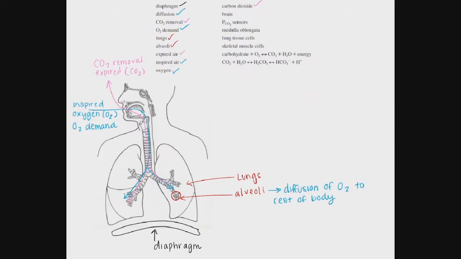So moving on to the brain, CO2 sensors, medulla oblongata, that's all on the next page. The last two on this page are those lung tissue and skeletal muscle tissue cells. So lung tissue cells are obviously found here. Skeletal muscle cells are found on the ribs. You know how you have your ribs and you have the muscle on the outside. So this is where we're going to find our skeletal muscle cells.